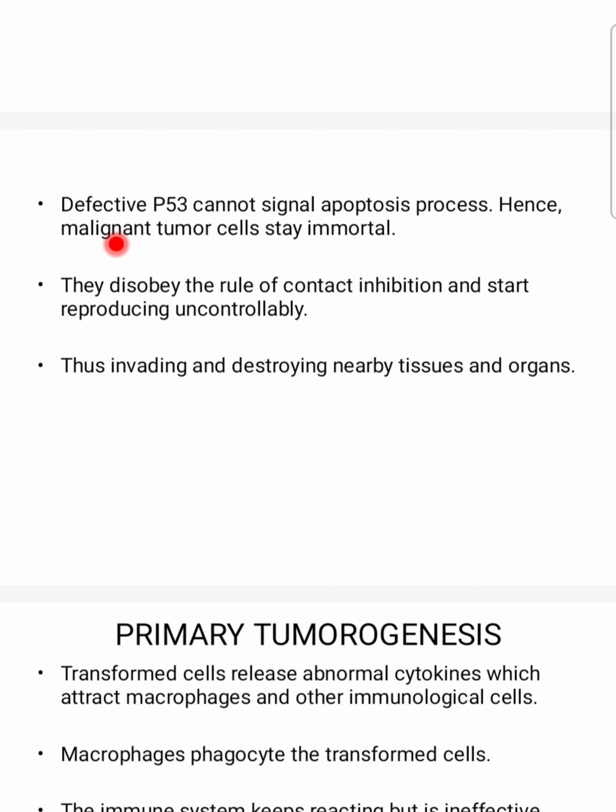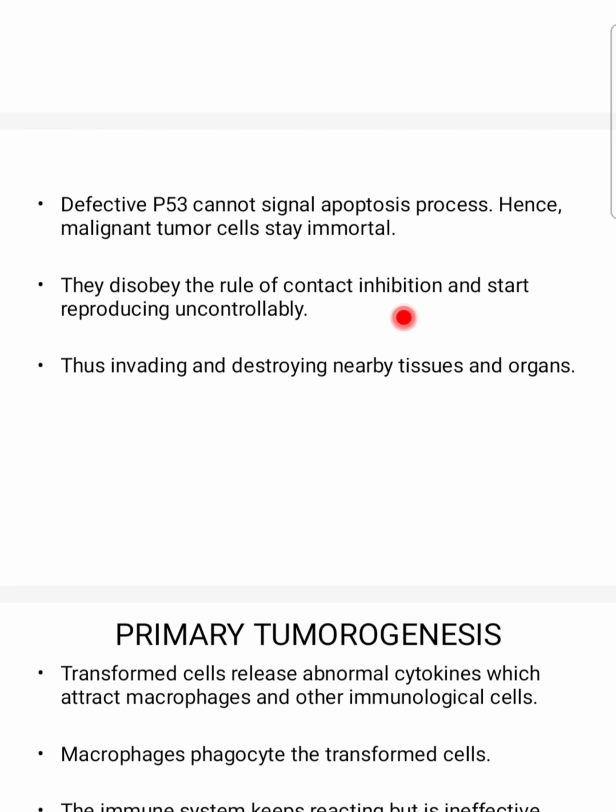Since we have a defective p53 protein, it cannot signal the apoptosis process here, and hence malignant cells stay immortal. And as I mentioned, they don't follow the property of contact inhibition and they keep on growing. That's why they are immortal. They disobey the rule of contact inhibition. They start reproducing uncontrollably. Thus, they invade and destroy nearby tissues and organs.